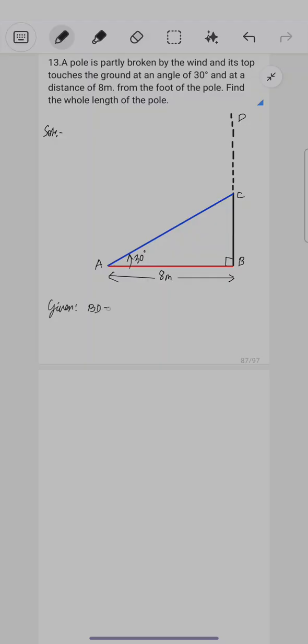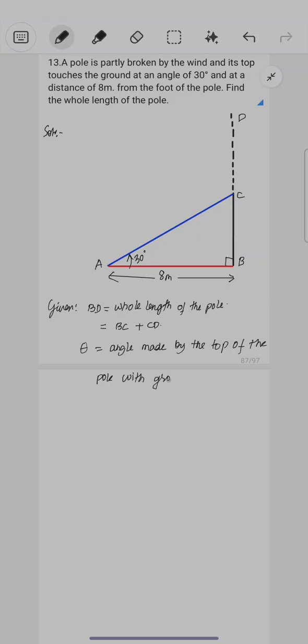BD is equal to what? The whole length of the pole. It is made up of BC plus CD. Theta is what? The angle made by the top of the pole with the ground, which is 30 degrees. And AB is equal to 8 meters, the distance between the top of the pole and the bottom of the pole.